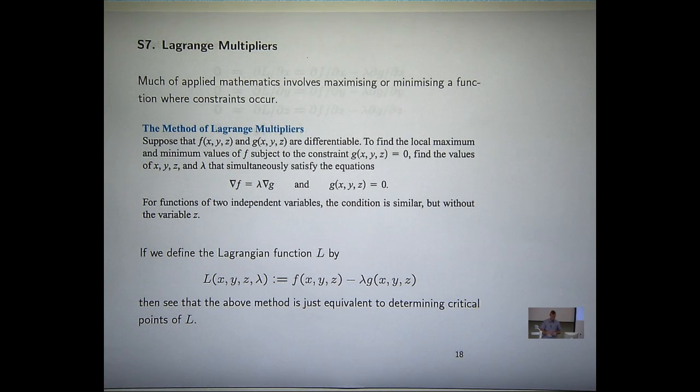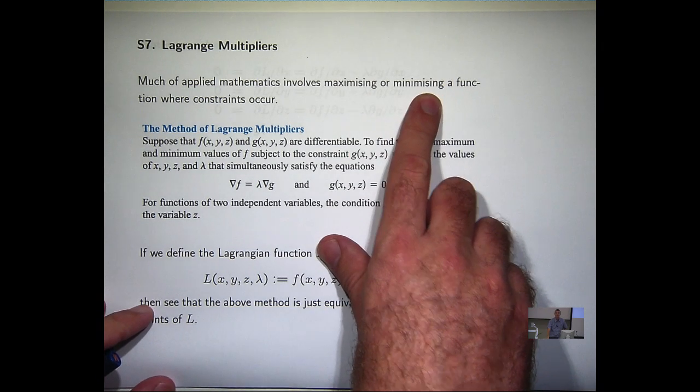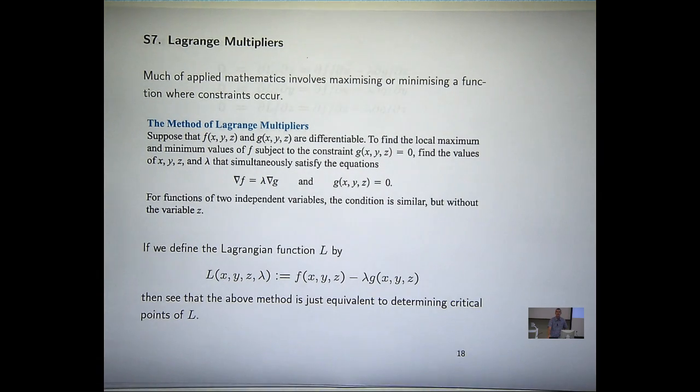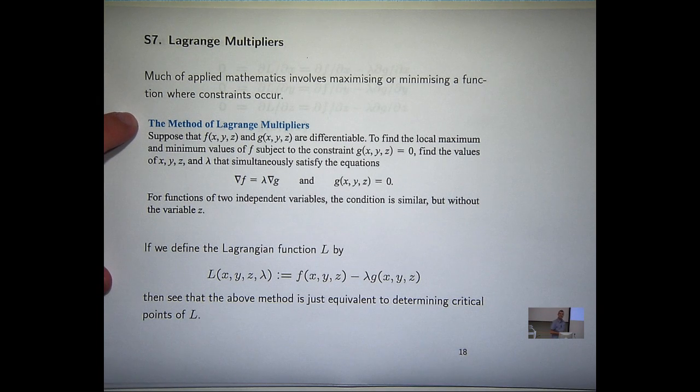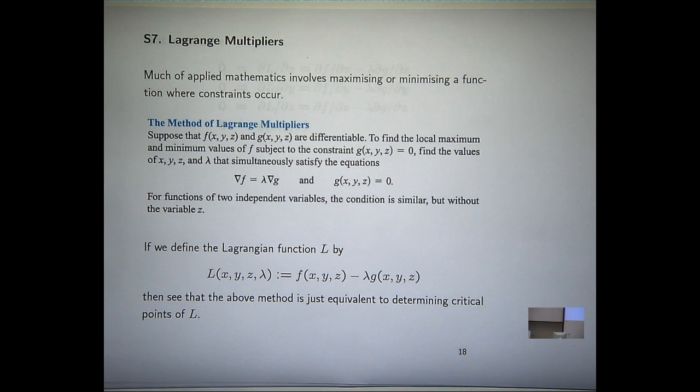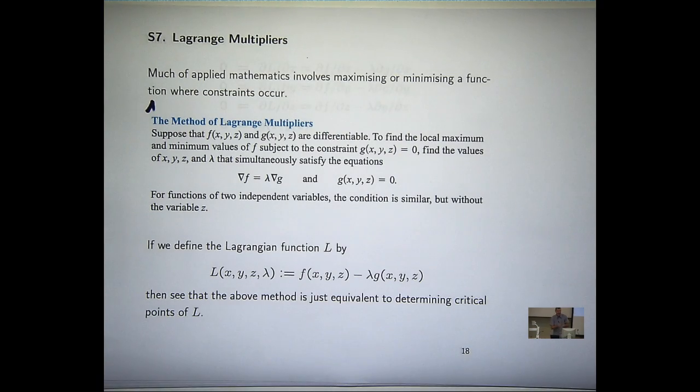Now we know that much of applied science involves maximizing or minimizing functions where we have certain constraints, certain conditions. And this is where you can use, in many cases, the so-called method of Lagrange multipliers. So let's just look at the summarized version and see what we want to do.